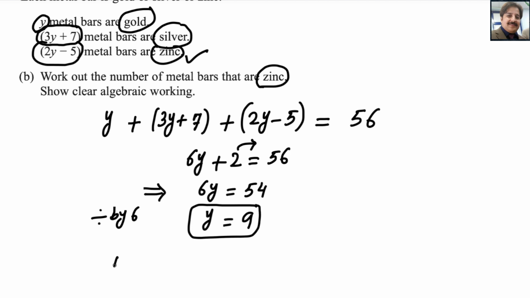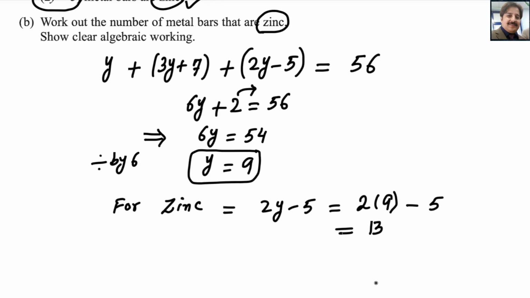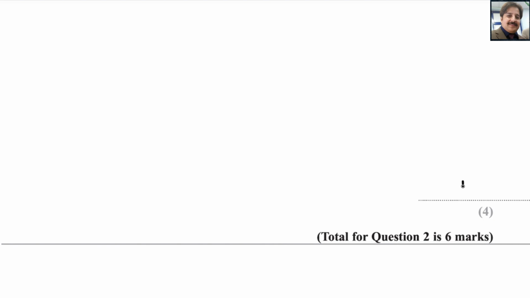We know that for zinc, the metal bars are 2y minus 5. So use the value of y here. 2 into 9 minus 5. And the answer will be 18 minus 5, which is 13. So finally, your answer should be written in the given space: 13.